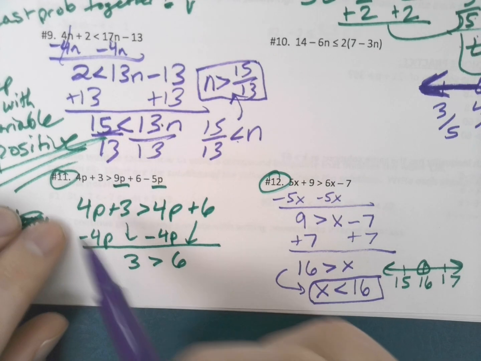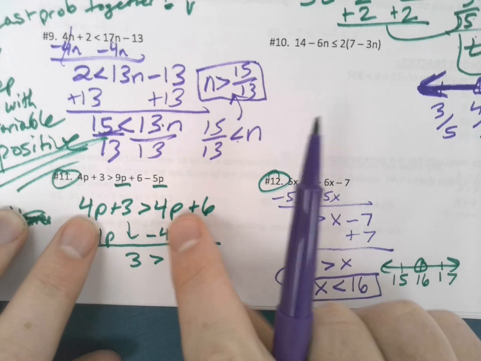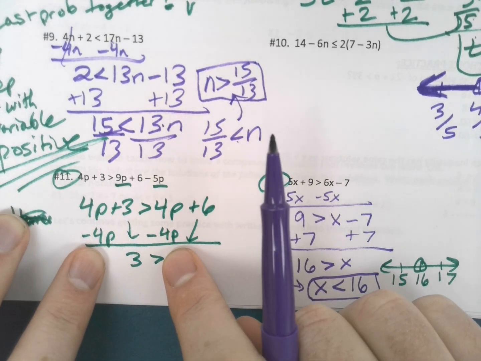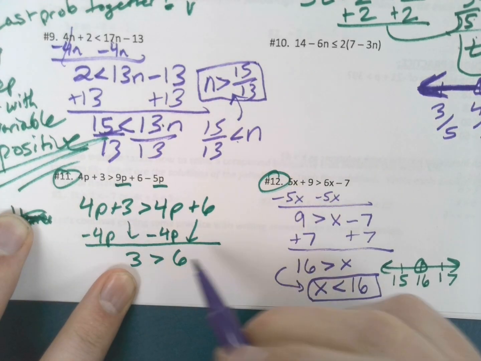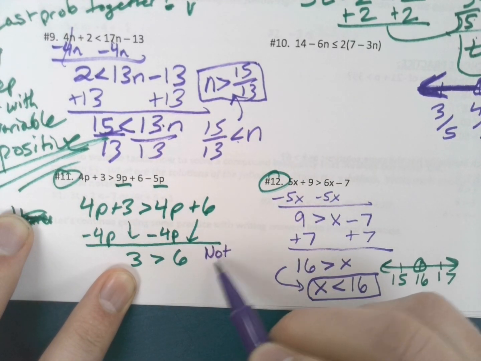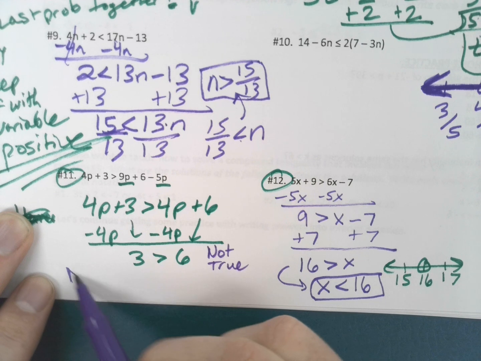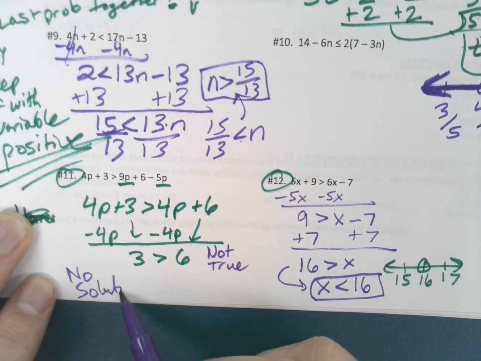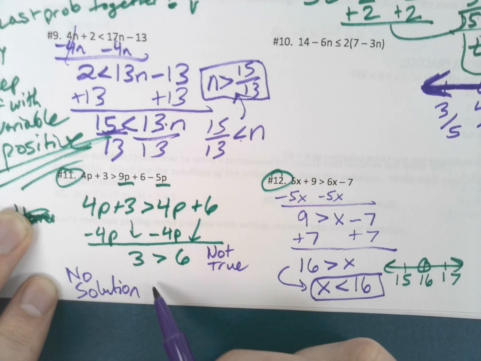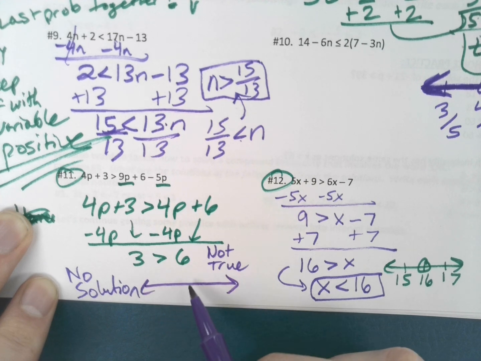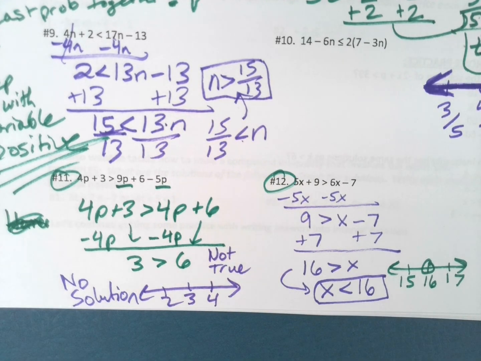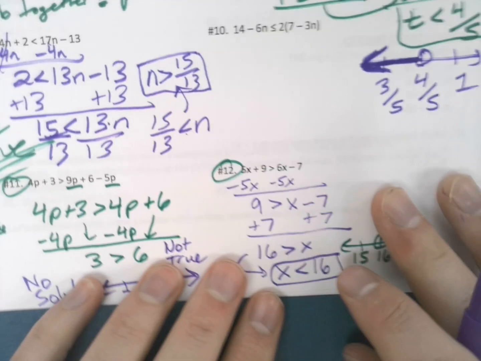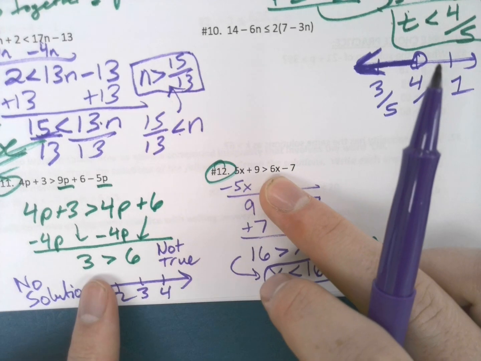Check out number 11, guys. We try to work this out. The p's end up canceling. 4p minus 4p, you're left with 3 is greater than 6. Is that true? No, that's not true. This is a no solution. So you know what our graph looks like? It's just an empty number line. There's nothing on it. There's no solution, because 3 is not greater than 6.